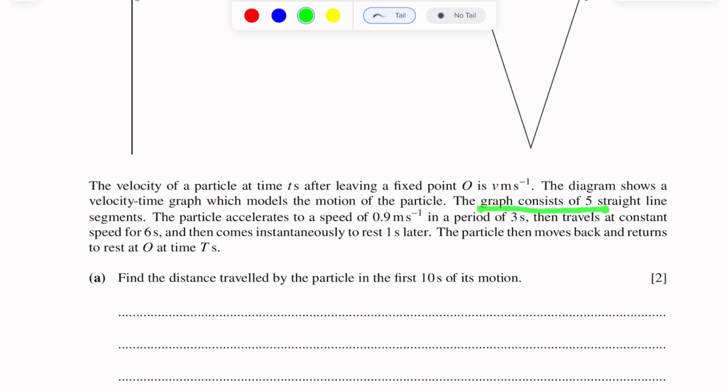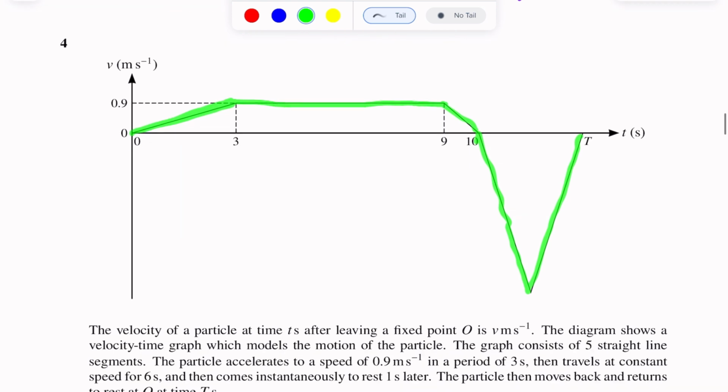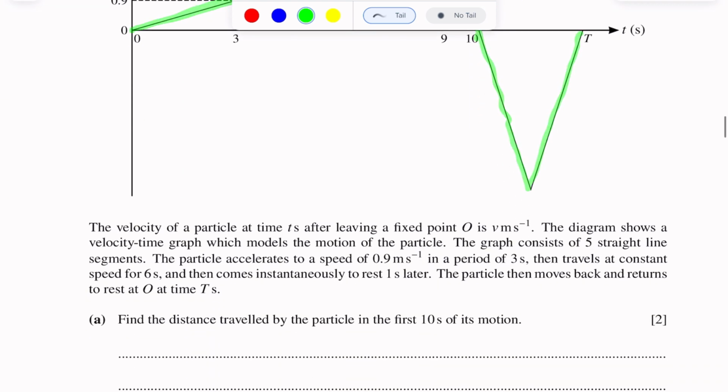The graph consists of 5 straight line segments. These are 5 straight line segments: 1, 2, 3, 4, 5.